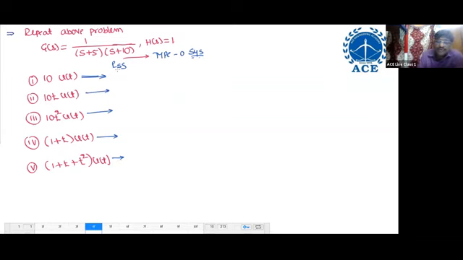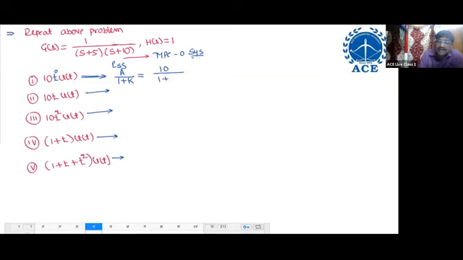Type 0 means what happened? You will get a finite error only for the step input. So what is the steady state error for step input? A by 1 plus k. For step, what is the steady state error? A by 1 plus k. What is A? Given is 10. So 10 by 1 plus k.